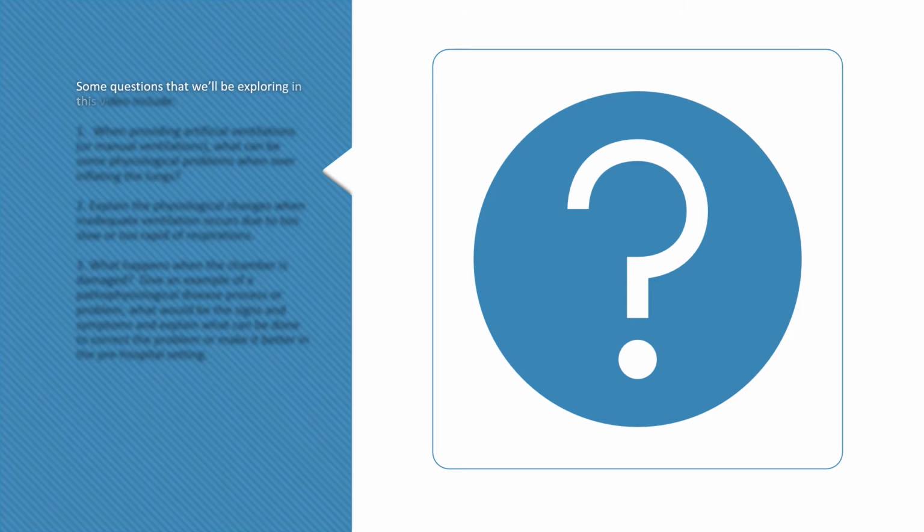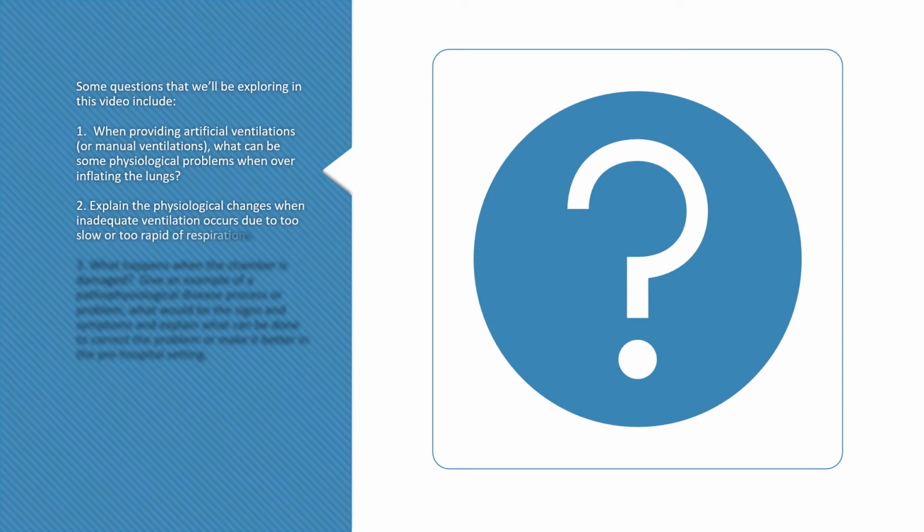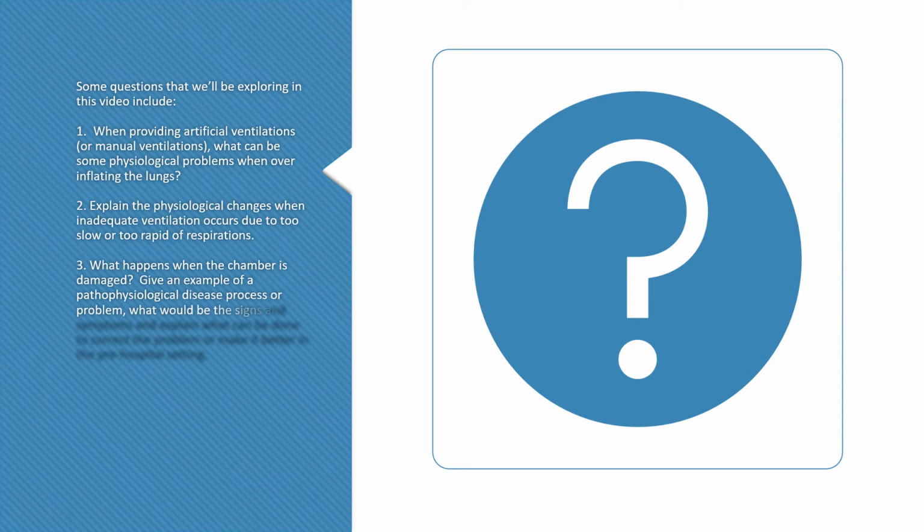So some of the questions that we're going to cover in the video. When providing artificial ventilations, what can be some physiological problems when overinflating the lungs? We'll go through explaining the physiological changes when inadequate ventilations occur due to too slow or too rapid respirations. And then what happens when the chamber is damaged, giving an example of the pathophysiological disease process or problem, what the signs and symptoms are, and explaining what can be done to correct the problem or make it better in a pre-hospital setting.